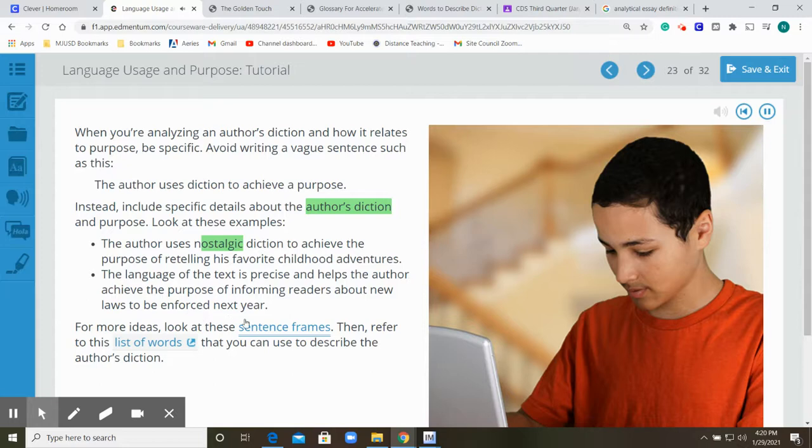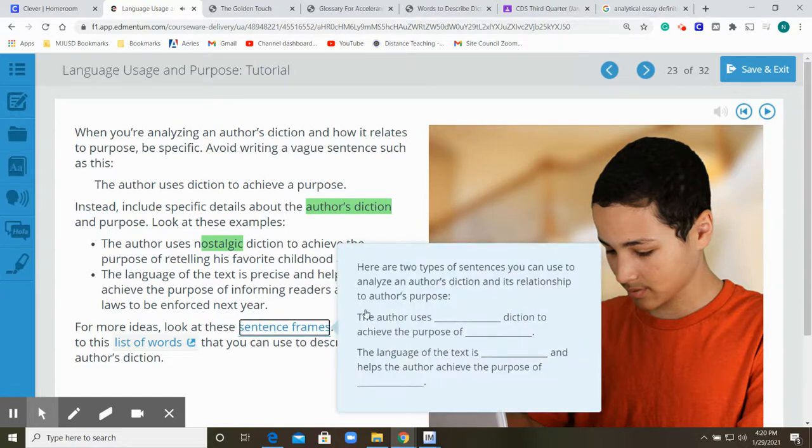For more ideas, look at these sentence frames. Then refer to this list of words that you can use to describe the author's diction. So, here are two types of sentences that you can use to analyze an author's diction and its relationship to author's purpose. The author uses blank diction to achieve the purpose. The language of the text is blank and helps the author to achieve that purpose. So, you might describe the author uses abstract diction, or the author uses clear diction to achieve the purpose of informing us, or the author uses bland diction to achieve the purpose of entertaining us.